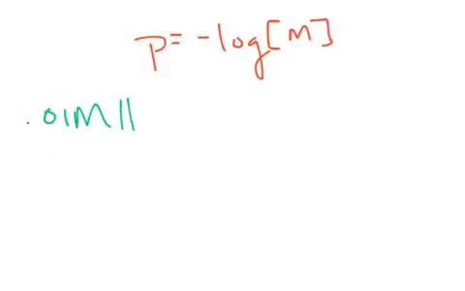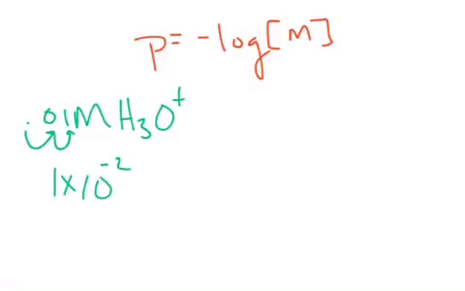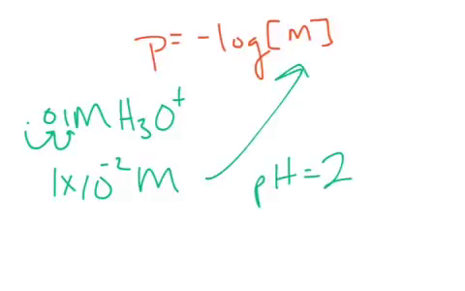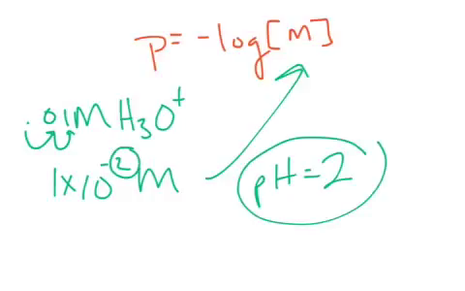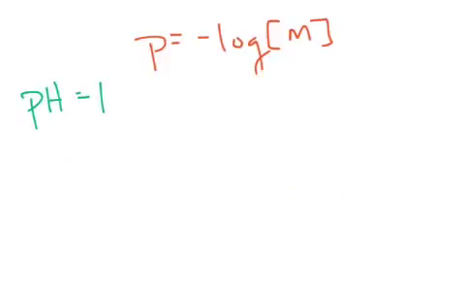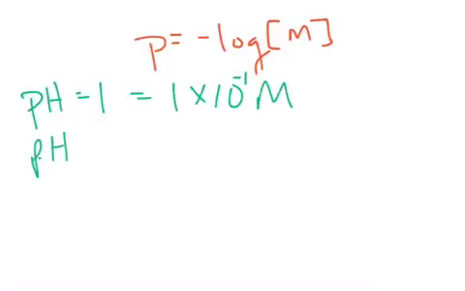So again, let's say we had a solution with 0.01 molar hydronium. If we put this in scientific notation, that's 2 steps, so that's 1 times 10 to the negative 2 molar. If you put it into that equation, you get pH equals 2. So again, the pH scale number is the same as the positive exponent on the molarity. A pH of 1 means that the concentration is 1 times 10 to the negative 1 molar. A pH of 5 means that the concentration of hydronium is 1 times 10 to the negative 5.